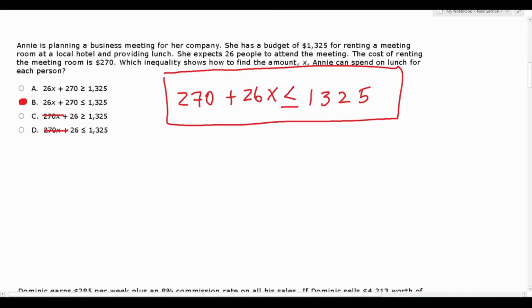This one says her budget can be less than or equal to, or the amount she spends can be less than or equal to her budget. And this one says the amount she spends can exceed or be equal to her budget, which we know can't be true. Okay, so that's that one. In short, this one required you to be able to translate a word problem into an expression.